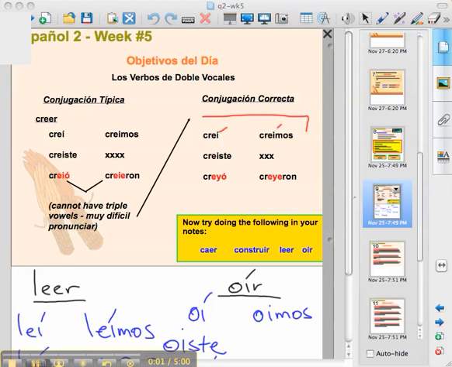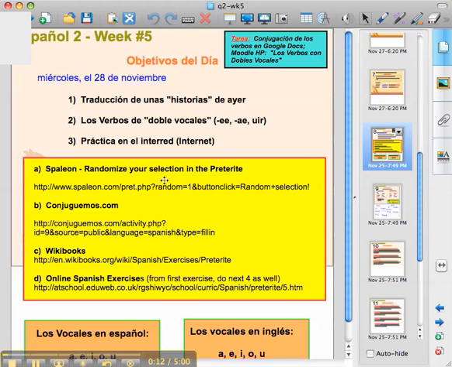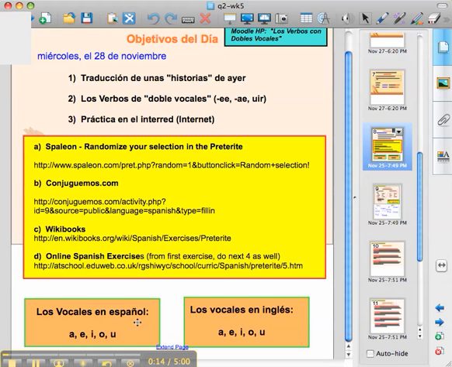Okay, so now we are discussing the verbs in the preterite that have doble vocales, double vowels. We know that the vowels in Spanish are the same as they are in English, which we can see a little ahead of this slide. The bottom of this one, the vocales en español, A, E, I, O, U. The vocales en inglés, A, E, I, O, U. Same five, just pronounced differently.